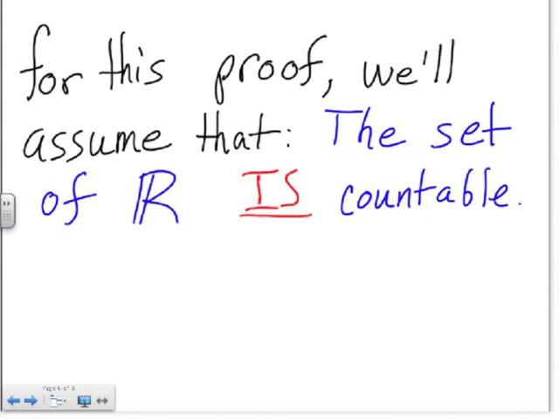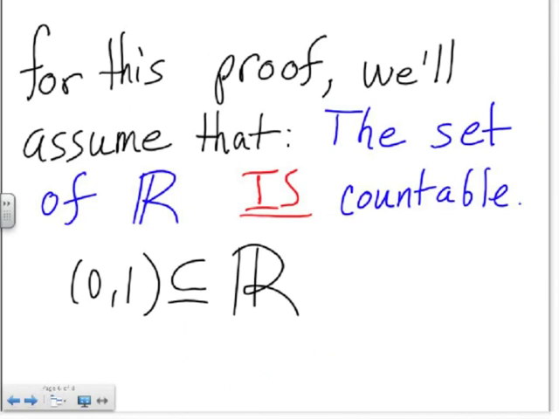Because we're assuming that the set of real numbers is countable, let's isolate a smaller set. So the set from 0 to 1 of real numbers is certainly a subset of the entire real domain. So if the set of reals is countable, then certainly the set from 0 to 1 is also countable.